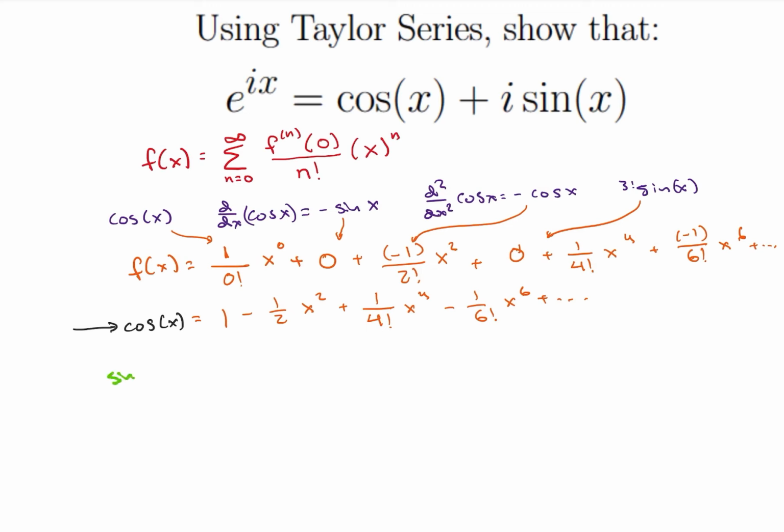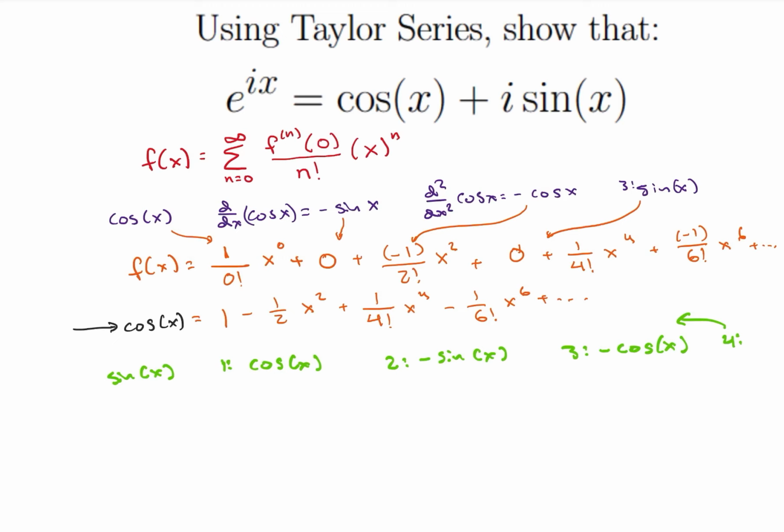Now we're going to look at sine of x. The first derivative of sine of x is cosine of x. The second derivative is negative sine of x. The third derivative is negative cosine of x. And then my fourth derivative will be back to the start. I'll just have sine of x again, and I'll start rotating through those.